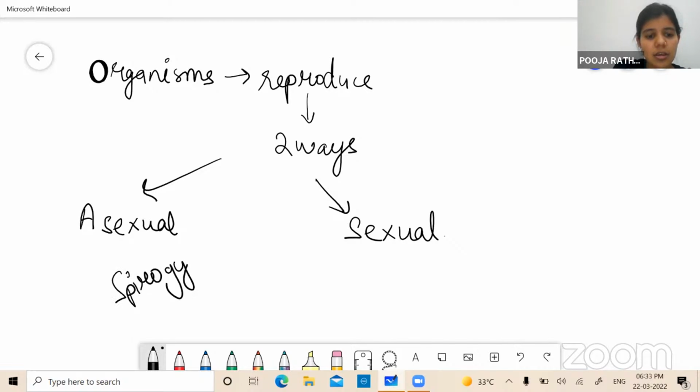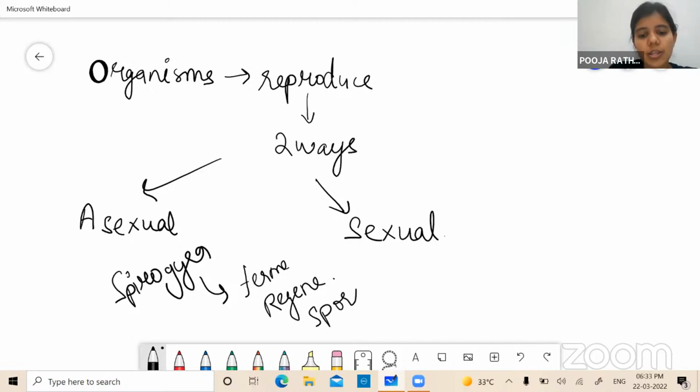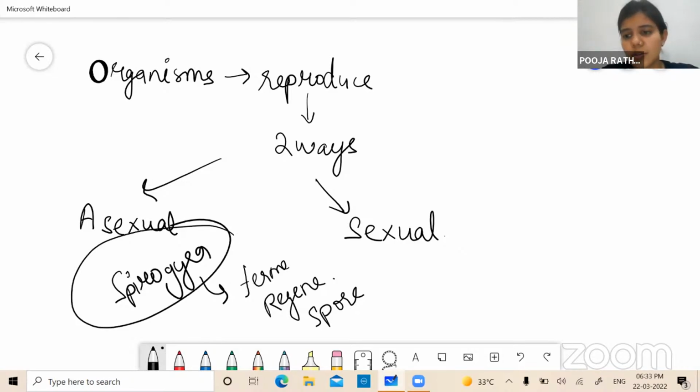Spirogyra reproduces through what? Tell me, by what does it reproduce? By fermentation, or by regeneration, or by spores? These are all asexual types of reproduction, which I am writing here. Tell me about Spirogyra, through which it can reproduce.